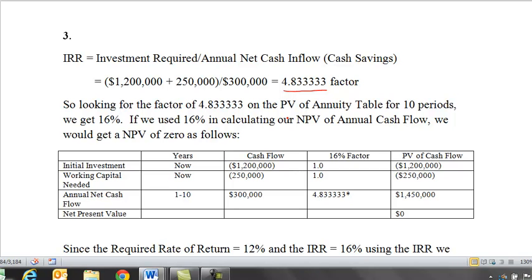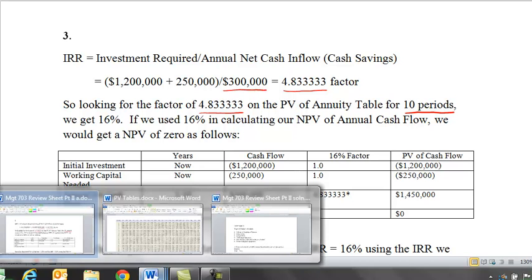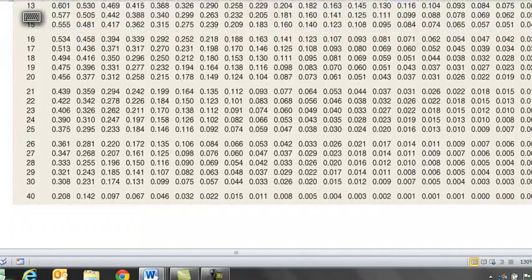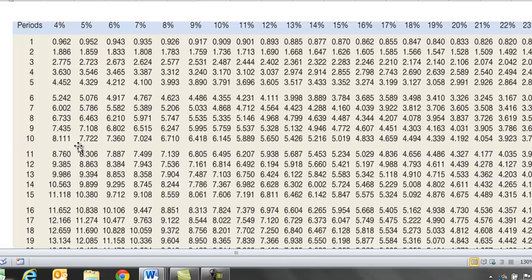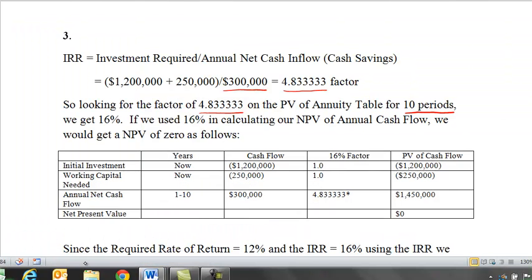So we know again we have a useful life of 10 periods. So we want to look up this factor of 4.833, and remember it's cash inflow of this $300,000 every year. So if I look at my present value of annuity, because I'm getting that cash flow every year, and if I look at year 10 and I keep looking until I find 4.833, this is the closest interest rate, and it's 16%. So that tells me my IRR, or internal rate of return, is 16%.